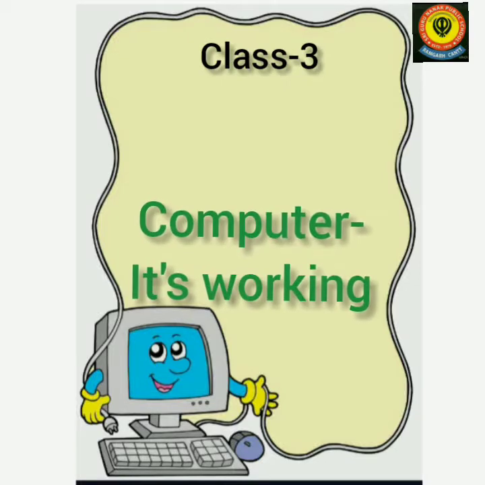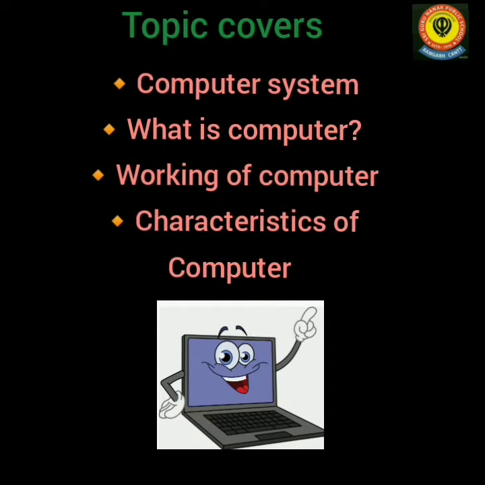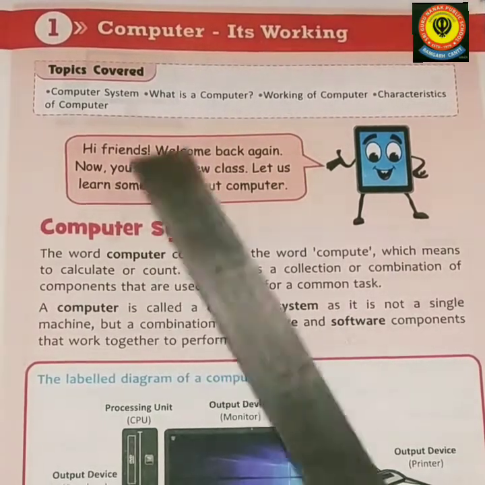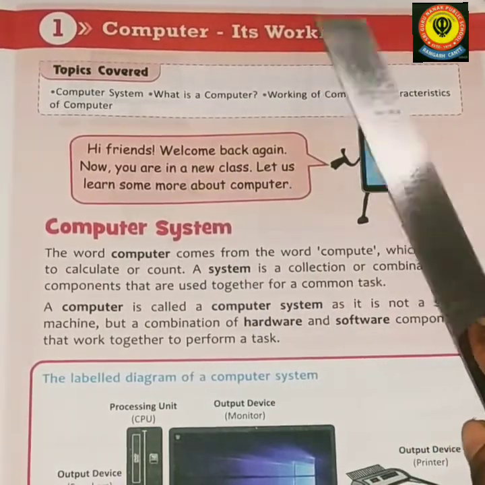Today's topic is chapter number 1, computer and its working. Before going to the topic, what we are going to cover is a computer system, what is a computer, working of a computer and characteristics of a computer. So, in your chapter, first we have to know what is a computer.